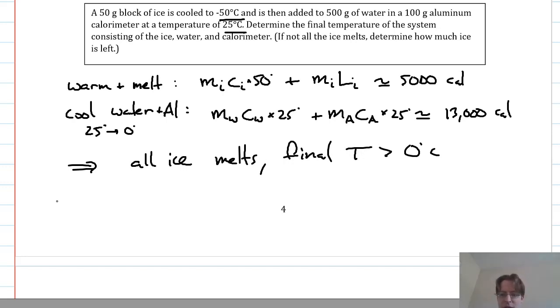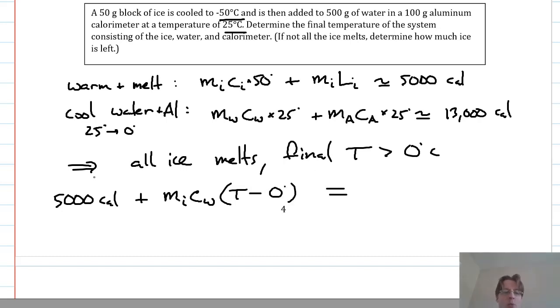What I'll do is I'll take the 5,000 calories, that's from the warming and melting the ice, plus now warming the ice water, it's the mass of the ice times the specific heat of water times the delta T. I don't know the T value, but it warms up from 0 to some final temperature T. That's the heat which enters the ice and the ice water, set it equal to the heat which leaves the water and the aluminum. It's not 25 degrees because it doesn't fully cool down to 0.